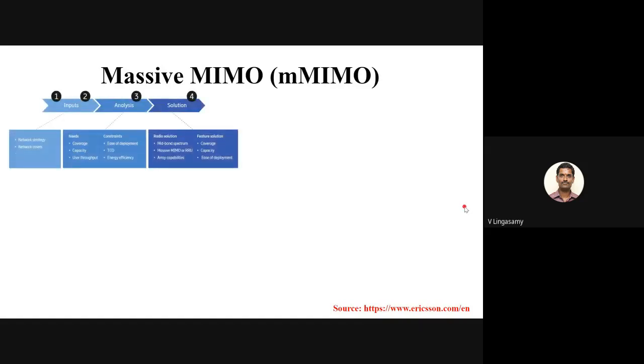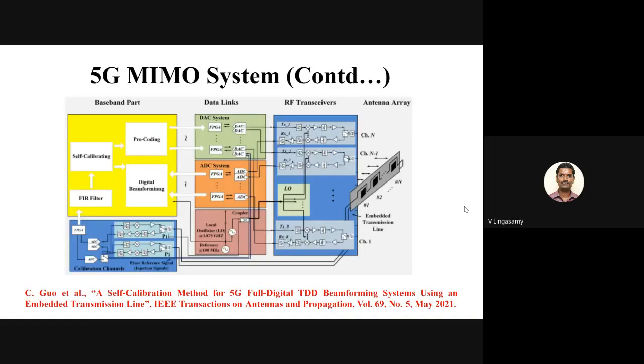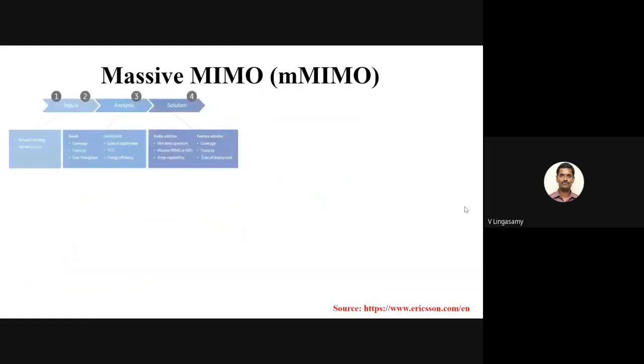So massive MIMO. The thing is, a traditional MIMO system will have MIMO features, but some of them will not have beamforming features. So that's why we are going for massive MIMO. Massive MIMO itself has too many things, like fixed beamforming, dynamic beamforming, and attribute based beamforming. Several beamforming techniques are there.